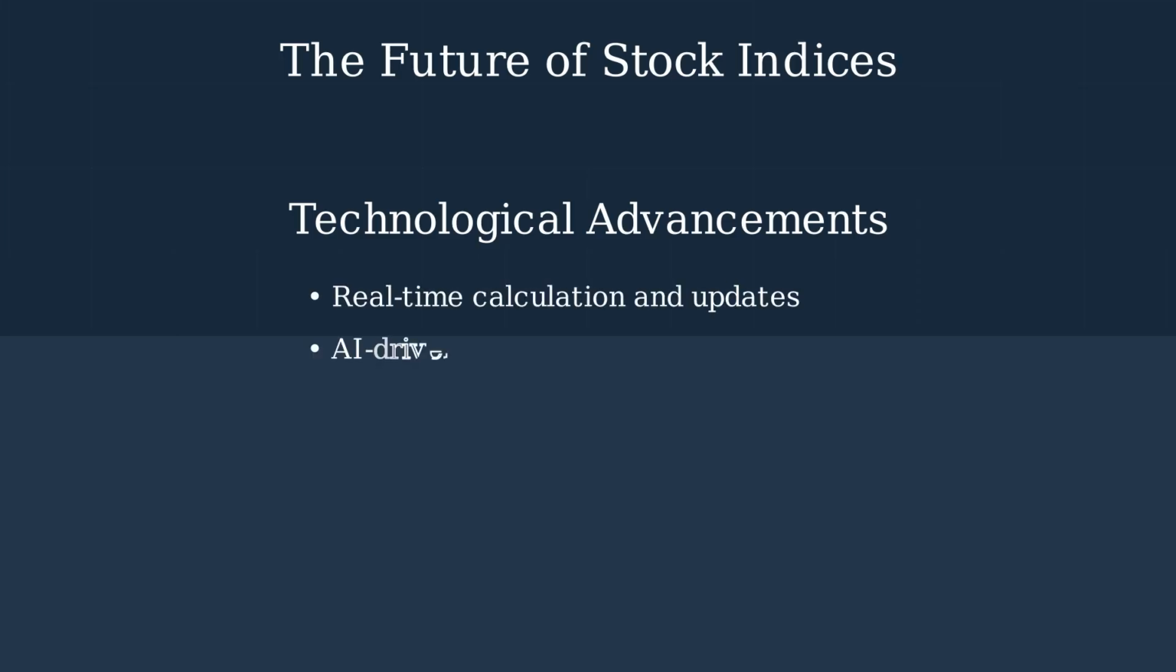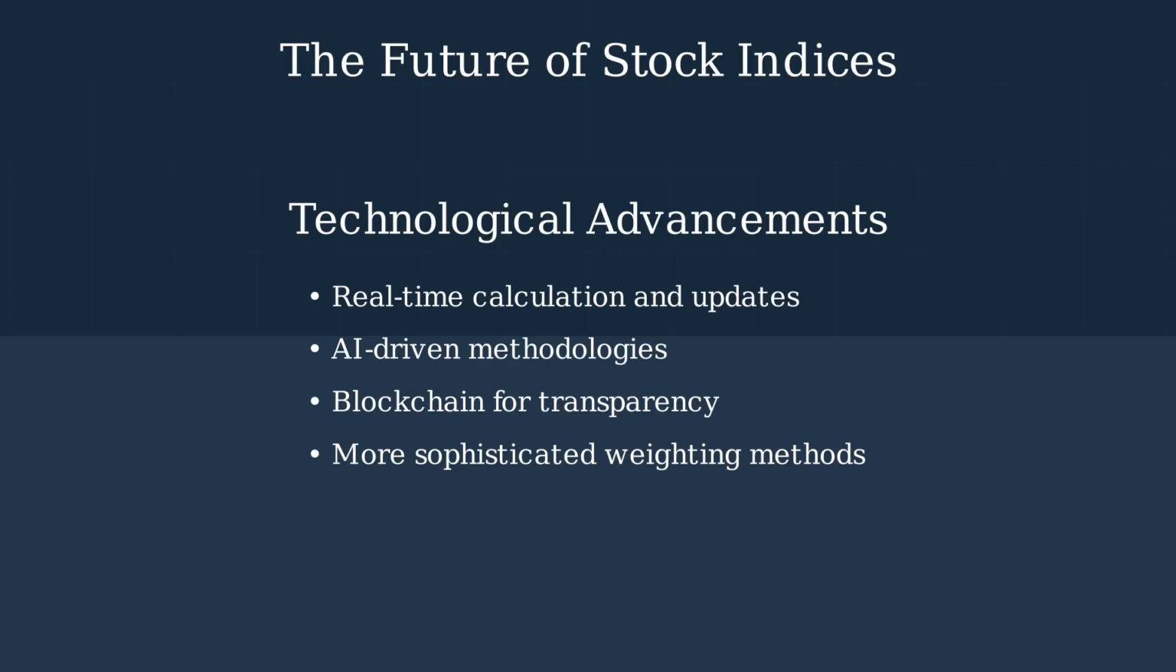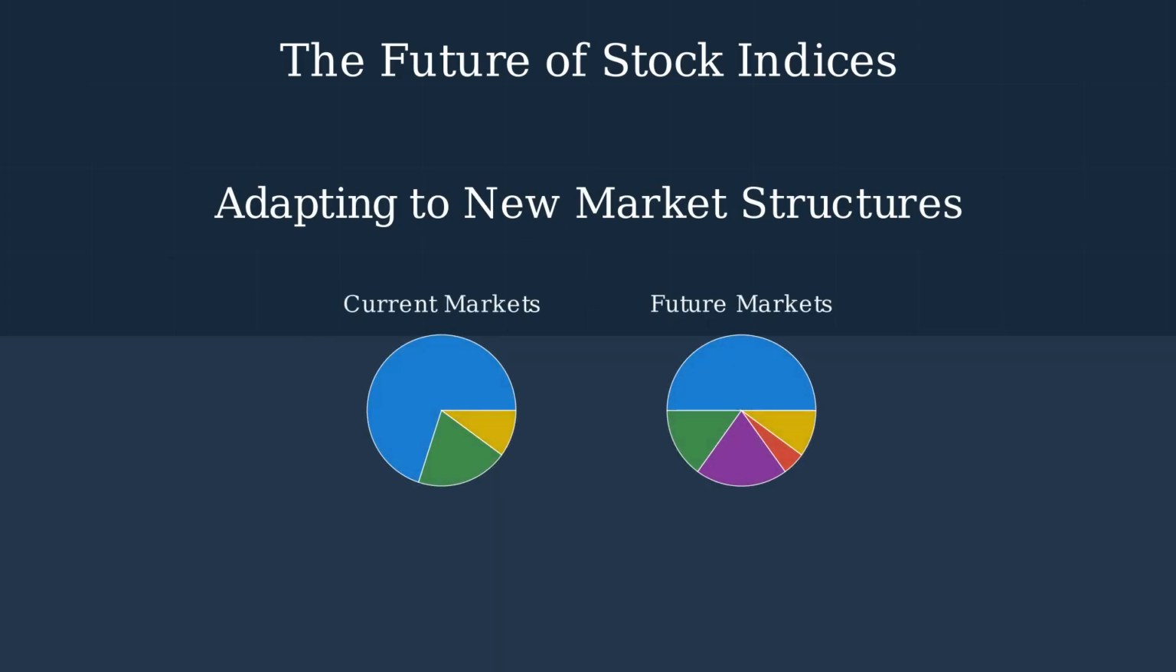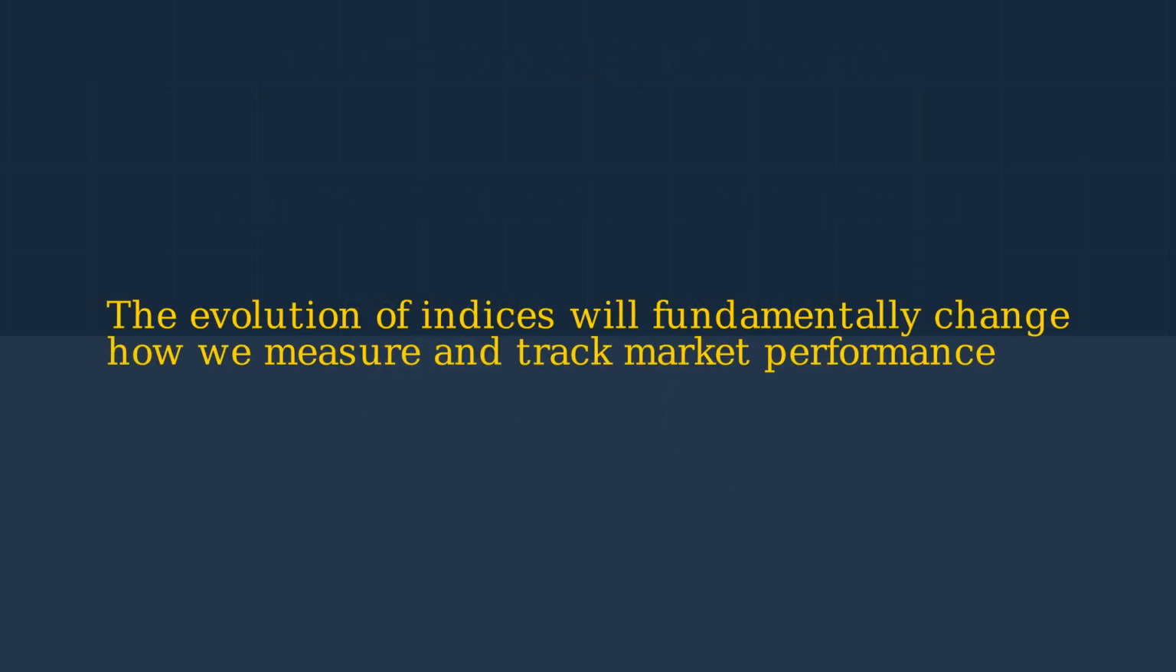Technological advancements are enabling real-time index calculation and more sophisticated methodologies. Artificial intelligence is being used to develop new weighting approaches, while blockchain technology offers greater transparency. As market structures change with the rise of private equity and alternative investments, indices will need to adapt to capture broader market representation. Future indices may incorporate private market assets, digital currencies, and other alternatives that currently aren't represented in traditional public equity indices. This evolution of stock indices will fundamentally change how we measure and track market performance in the coming decades.